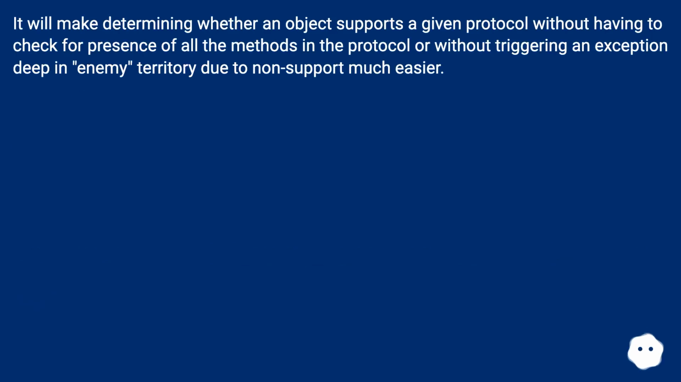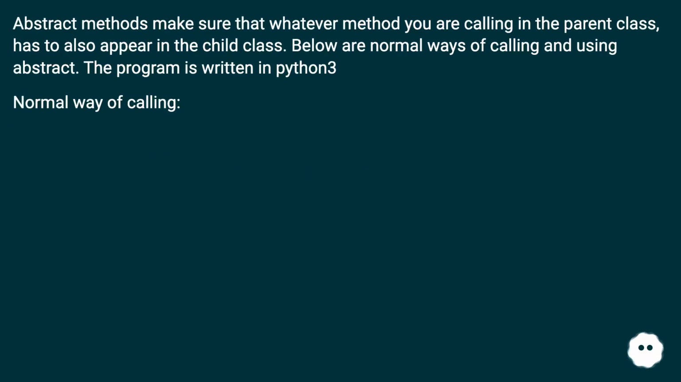It will make determining whether an object supports a given protocol much easier, without having to check for presence of all the methods in the protocol, or without triggering an exception deep in enemy territory due to non-support. Abstract methods make sure that whatever method you are calling in the parent class has to also appear in the child class. Below are normal ways of calling and using abstract.